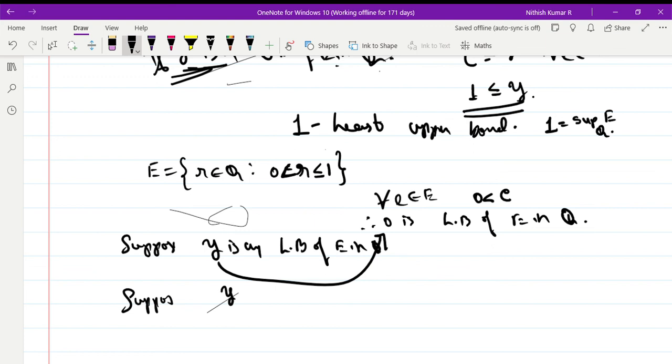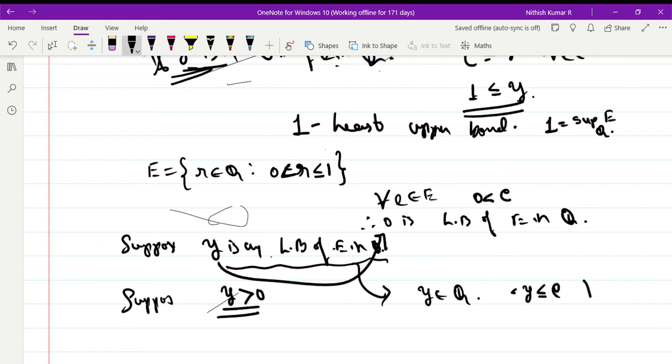Suppose y is greater than 0. Now observe, y is a lower bound of E in Q. The meaning of this is y belongs to Q such that y is less than or equal to e for all e belongs to E.